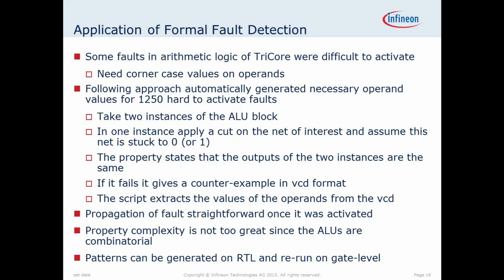So we took two instances of the ALU block. In one instance, we inserted a fault by applying a cut and assuming that the net that was cut was stuck to 0 or 1. The property then states that the outputs of the two instances are the same. It fails. It gives us a counterexample in VCD format, and we had a script which would extract the necessary operands from the VCD, and then it's very easy to generate a test case to stimulate the fault. So this is actually very successful.